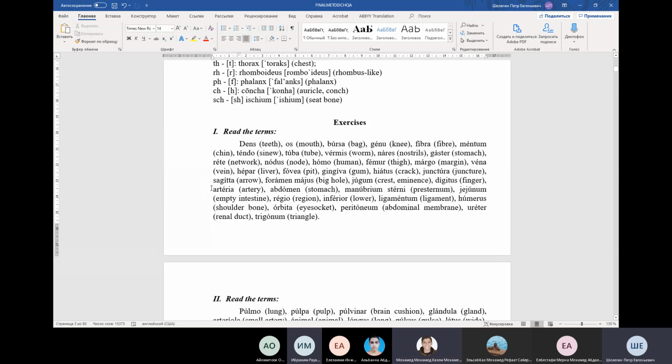Regio. You missed the line. Arteria. Abdomen. Manubrium. Manubrium sterni, correct? Where is the A? It's just E. Manubrium sterni.